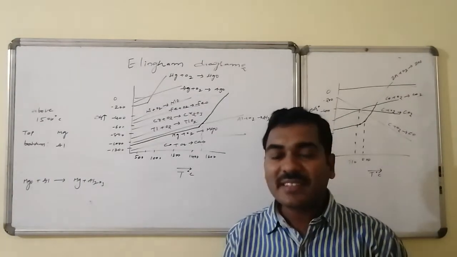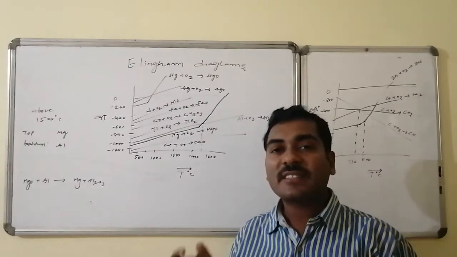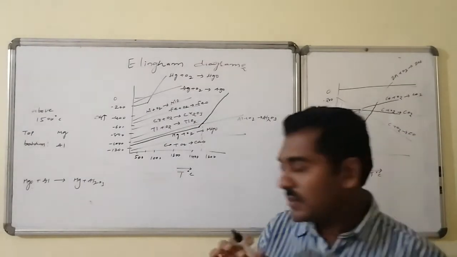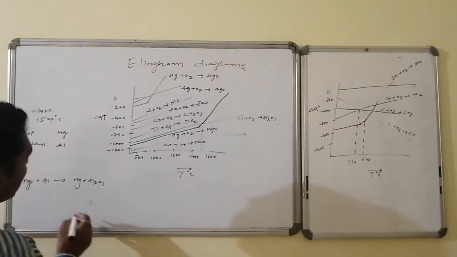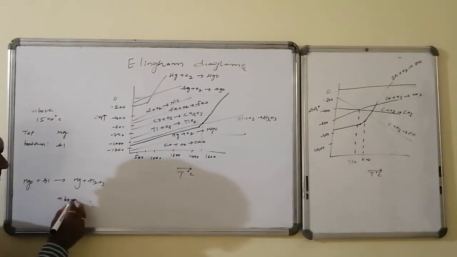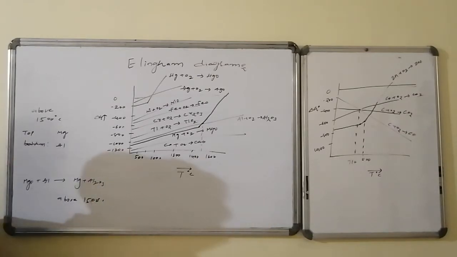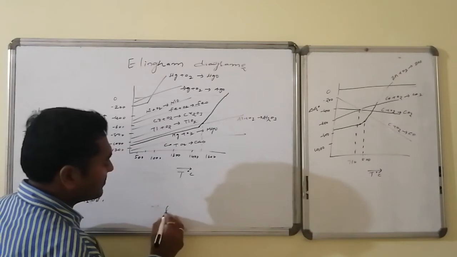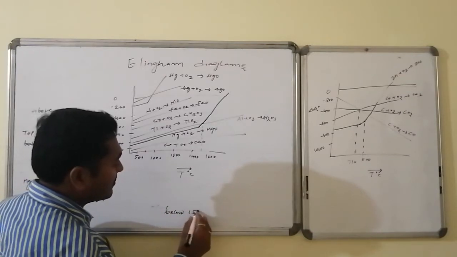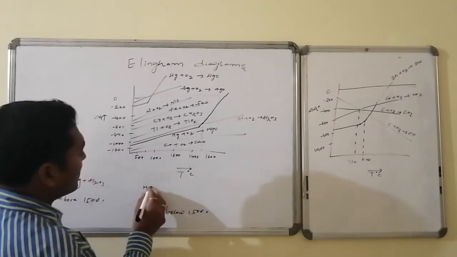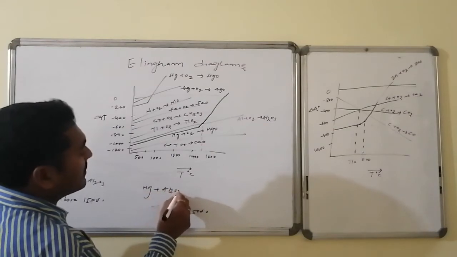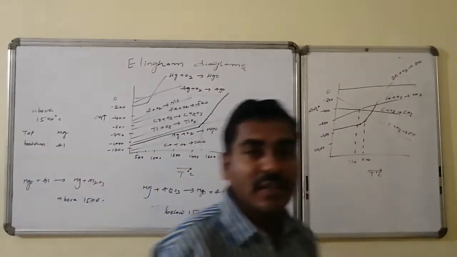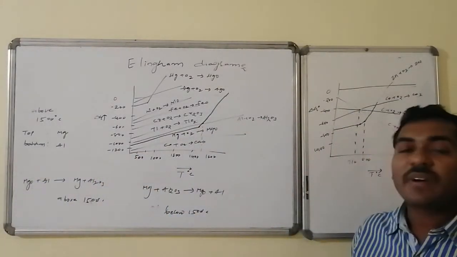Reverse is possible. What is that reverse? Aluminium oxide on reaction with magnesium is converted to aluminium followed by magnesium oxide. We will write that one. This is above 1500 degrees centigrade, whereas below 1500 degrees centigrade, magnesium on reaction with alumina is converted to magnesium oxide followed by aluminium.